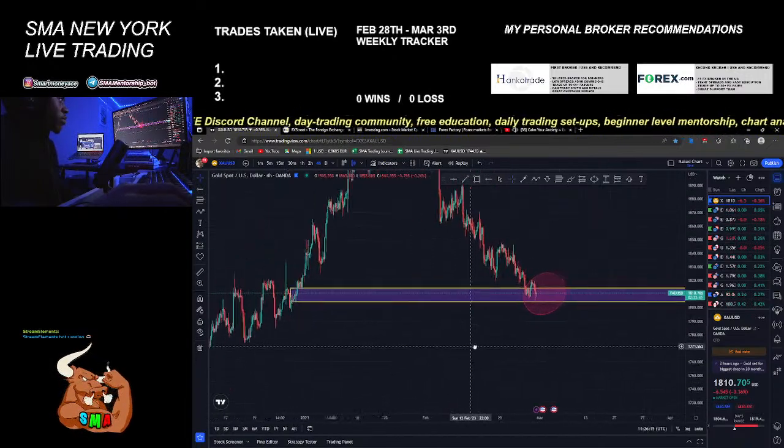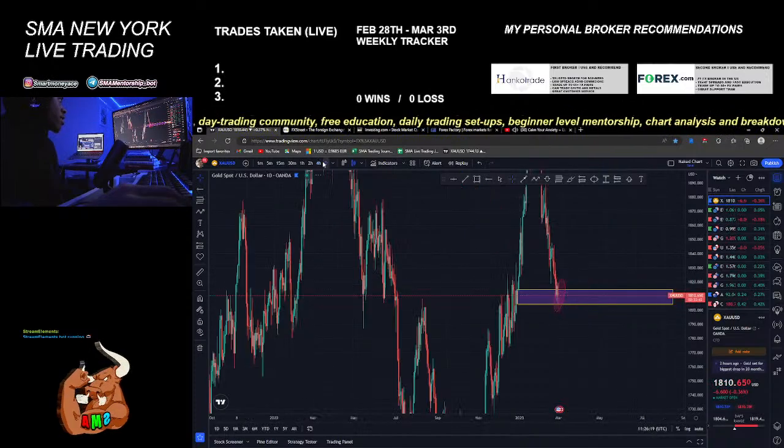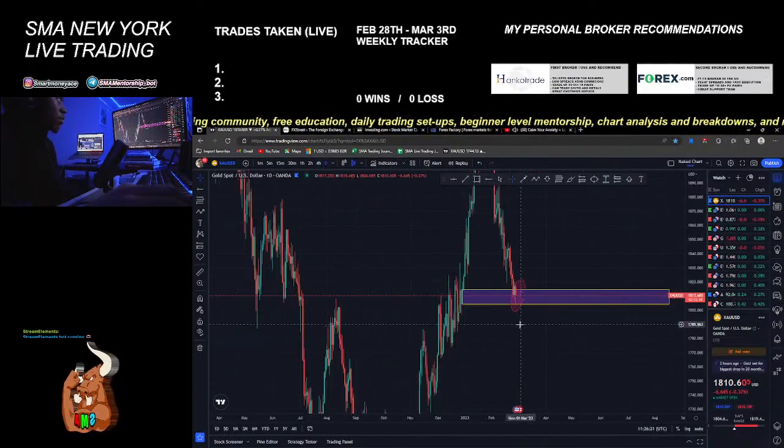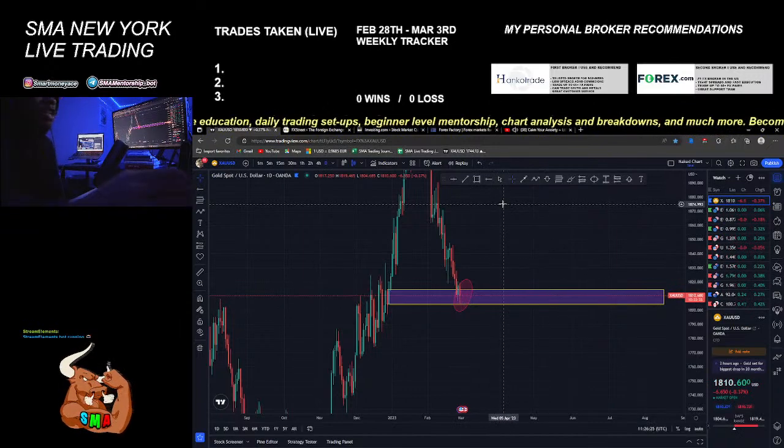Gold is looking pretty good for buys this morning. As we see on the daily time frame, it's at this significant zone that it finally came back down to, especially from last week since we had a lot of bearish momentum.